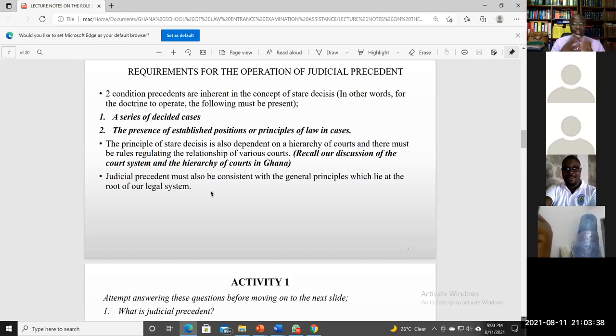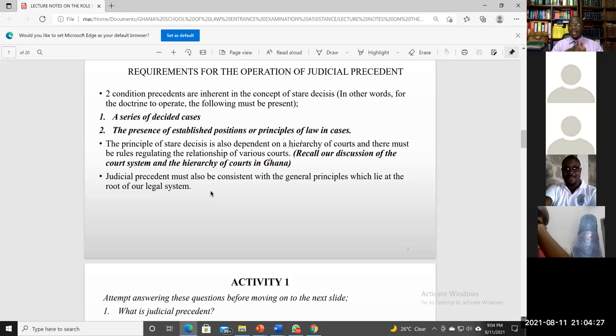Now, to have judicial precedent operate, there is a need for law reporting. Law reporting is important because if cases decided by the Superior Courts, Supreme Court, Court of Appeal, High Court are not reported, we cannot get to know them. So law reporting is important, and that will lead to what we call decided cases. And then two, the principle of established positions or principles of law in the cases. The hierarchy of courts is very important. So precedent also requires the court structure.